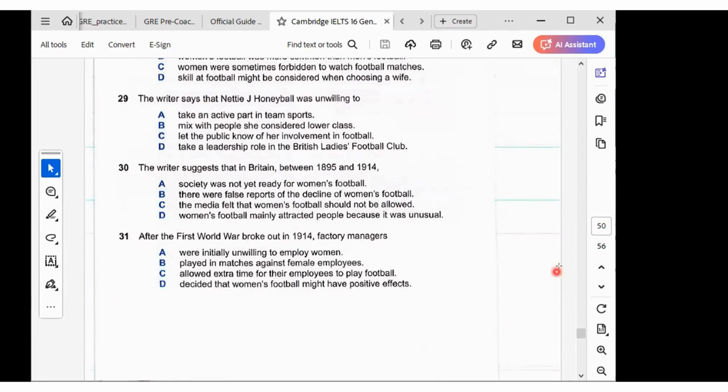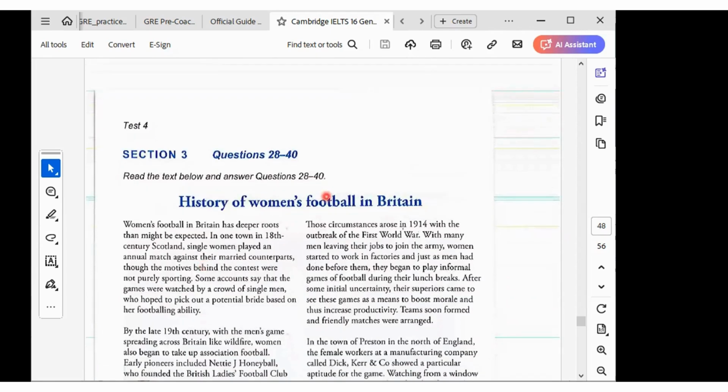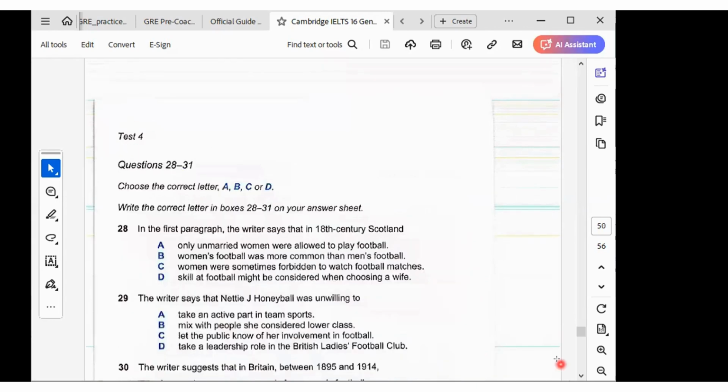Then the last question, number 31. After the First World War broke out in 1914, factory managers... So let's see. The circumstances arose in 1914 with the outbreak of the First World War. With many men leaving their jobs to join the army, women started to work in factories. And just as men had done before them, they began to play informal games of football during their lunch breaks. After some initial uncertainty, their superiors came to see these games as a means to boost morale and thus increase productivity. Teams soon formed and friendly matches were arranged.